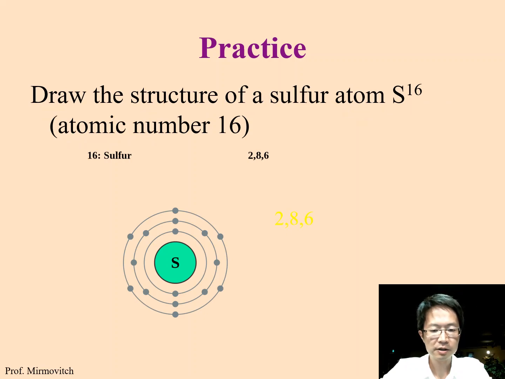And this is the answer. So it has 3 electron shells, 2, 8, 6. This is not very conspicuous, let me highlight it so you can see it clearly. 2, 8, 6. So it has 3 electron shells. In the outermost electron shell, you have 6 electrons.